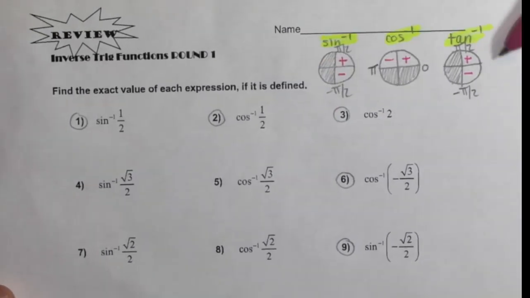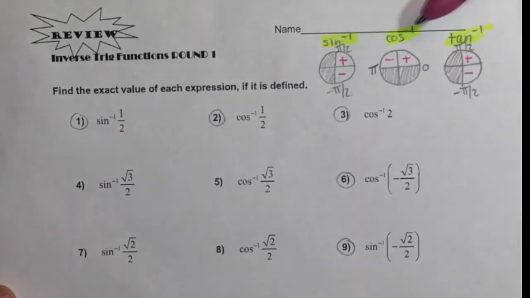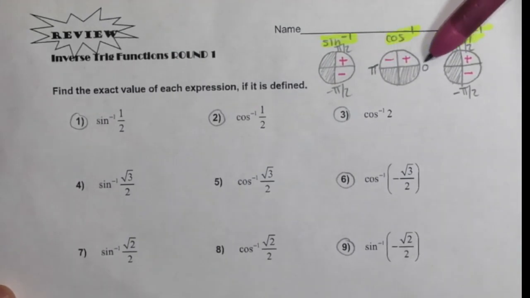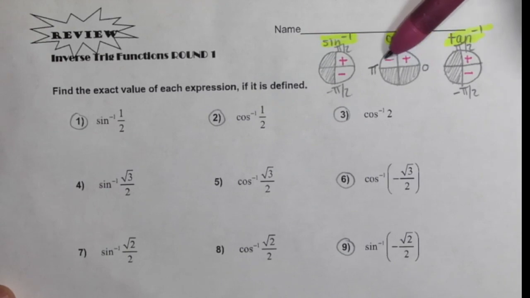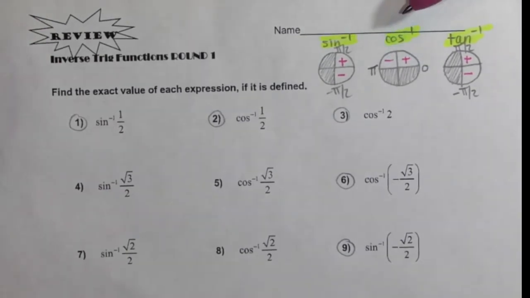You need to memorize these three implied domain restrictions. So remember, sine inverse and tan inverse are restricted between negative pi over 2 and pi over 2. So think of those as the first and fourth quadrants. Cosine inverse is restricted between 0 and pi, okay? So the first and second quadrants. So when you get an answer, these always have just one answer.